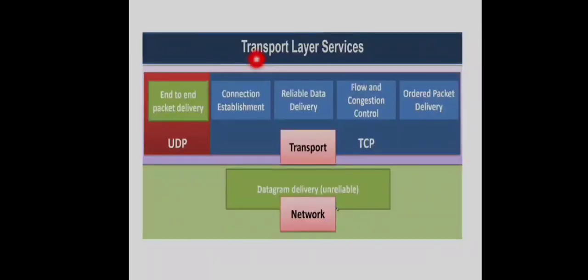Now, the different services provided by the transport layer. Just like in the case of the network layer, the transport layer also provides two different types of services: connectionless service and connection-oriented service. In the case of connectionless service, the functionality of the transport layer is to provide end-to-end packet delivery. In the case of connection-oriented service, a lot of other functionalities also should be done by the transport layer. Actually, this connection-oriented service is used for applications where reliability is the main requirement.